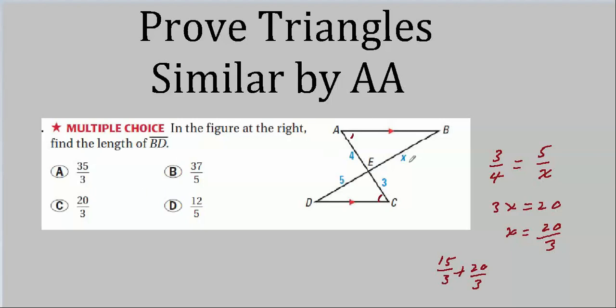And on a test, when you're in a hurry, by the time you get done with all the calculations and find x and spot it over here, you'll figure that's the answer. And they will have got you again, because that isn't the answer. They're asking you for the whole thing. First you find x, then you add 5 to it, and that of course is 35 over 3, and that's that one there.